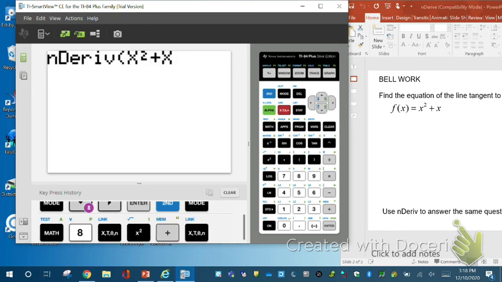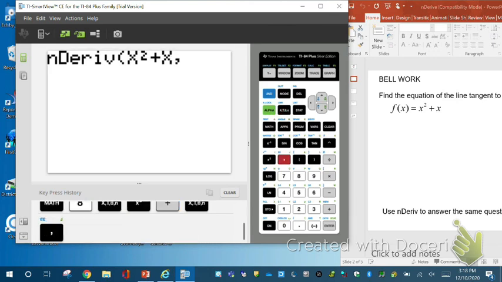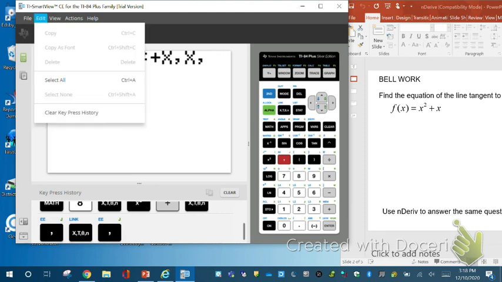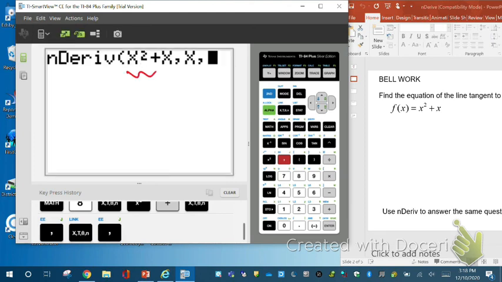Comma. The comma is above the 7. Okay. X, you're going to put another x, always. And then another comma. Now, the purpose of what we just did right there, the x after the comma, that last x I just did, is saying we're doing the derivative of this function, x squared plus x, with respect to x.